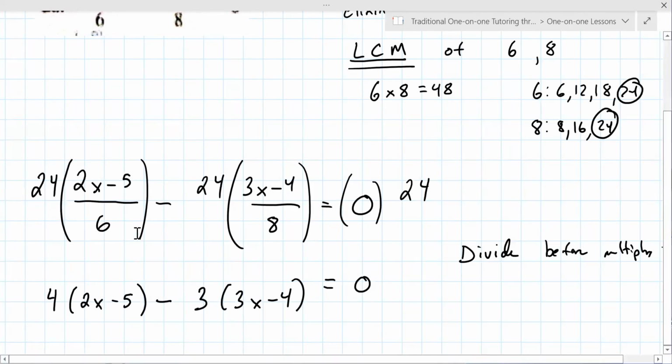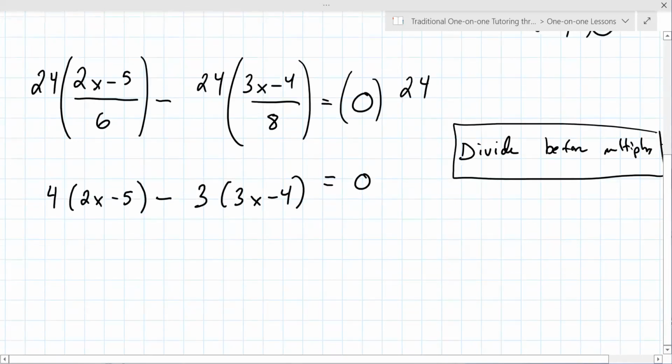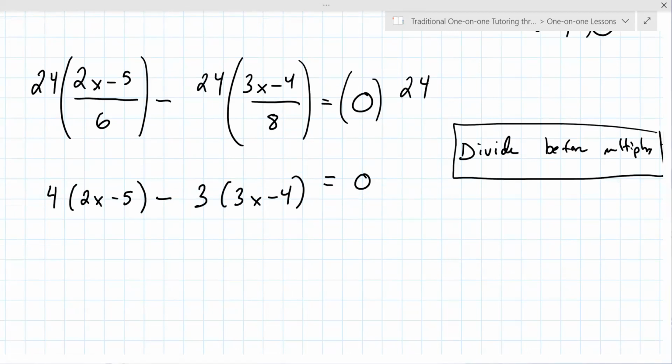Rather than 24 times 2 is 48x minus 24 times 5, maybe you got to calculate, maybe you don't, that's 120. That's not ideal. But what I have now here is manageable. So if you can remember that, and if you can do a few problems where you get comfortable with that idea, it will save you a ton of time. The more math, physics, engineering you take, you will want to use this approach.